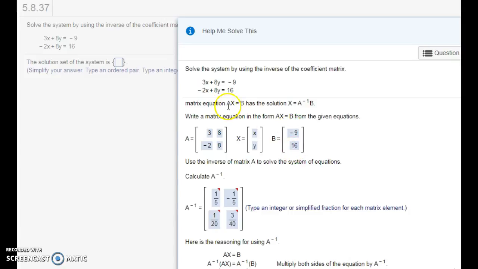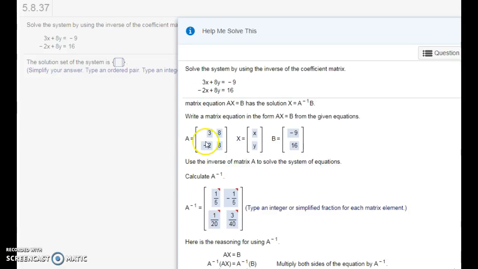And we can see that this matrix equation, A times X equals B, is really just another way of writing this. If we did A times X, we would get in the first row 3X plus 8Y, and saying that that's equal to B is saying that 3X plus 8Y equals the first row of B, which is negative 9. And in the second row of A times X would be negative 2X plus 8Y. And since we have equal to B, it's saying that should be equal to what's in the second row of B, which is 16. So this is just a different way to write these two equations.